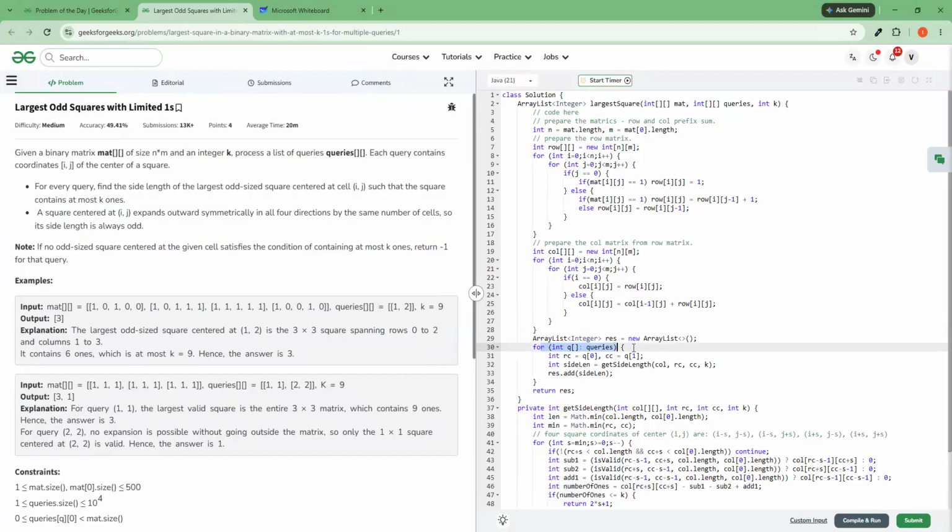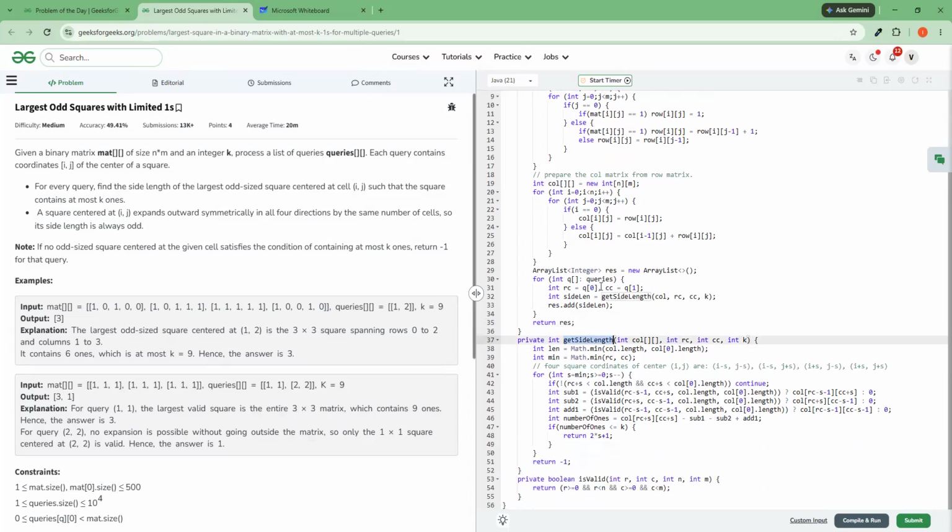And then I'm going through the queries and taking this as a center, RC and CC, and I'm checking the side length and adding the side length into my answer and returning my list. But what is this side length? This is the important algorithm that we are going to do. As I mentioned, I am going to take the minimum value of the centers. Why am I taking the minimum value?